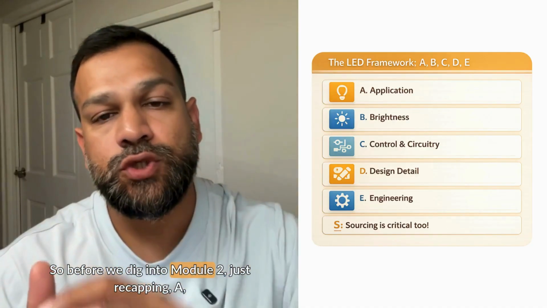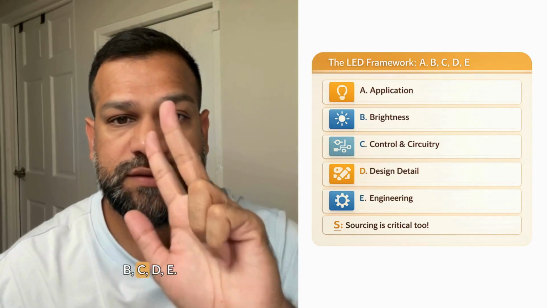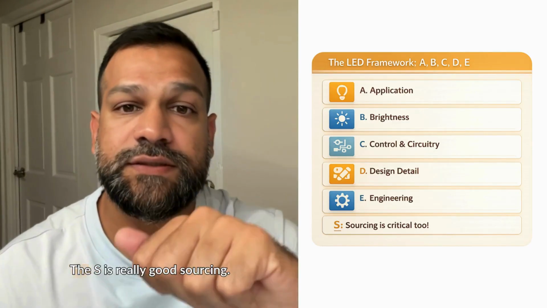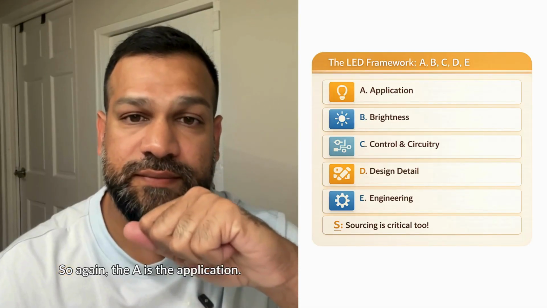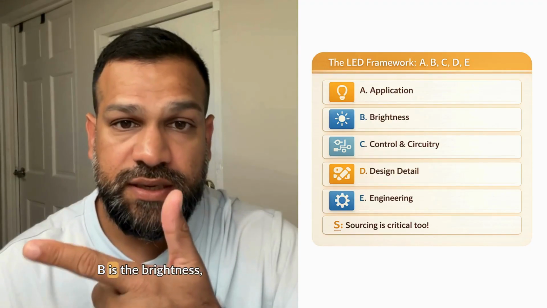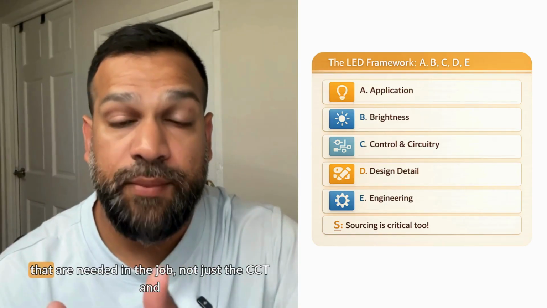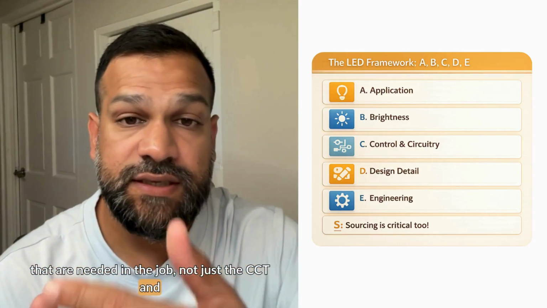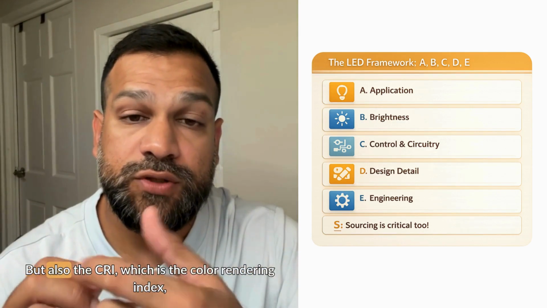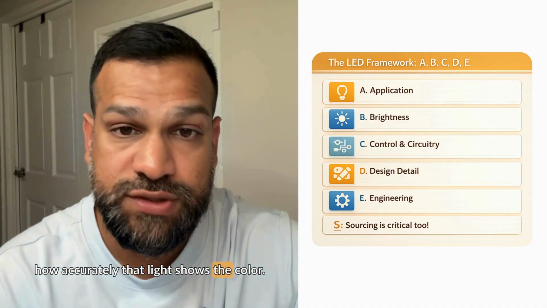So before we dig into module 2, just recapping: A, B, C, D, E. And there's an S, but we won't get into the S. The S is really good sourcing. So again, the A is the application, B is the brightness, and that includes the CRI and any color requirements that are needed in the job, not just the CCT and the lumens or the lux level required in the job application, but also the CRI, which is the color rendering index, how accurately that light shows the color.